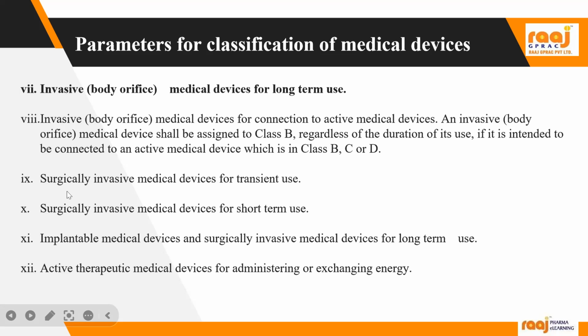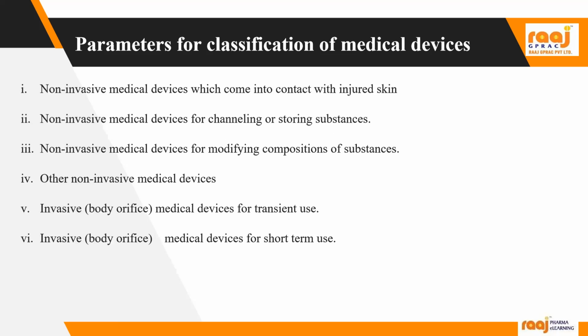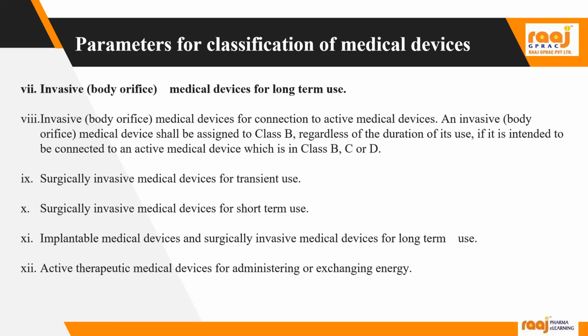Then again, the ninth one is surgically invasive medical devices for transient use, surgically invasive medical devices for short-term use, implantable medical devices and surgically invasive medical devices for long-term use, and active therapeutic medical devices for administering or exchanging energy. So there are 12 parameters, if you see, to classify the medical devices, right?